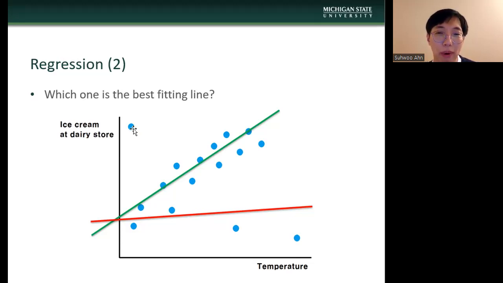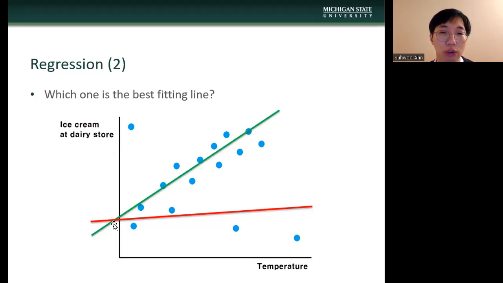So maybe some people really like ice cream, so even when the weather is really cold, they can eat ice cream. However, other people don't like ice cream, so in the summer they don't eat ice cream. However, when you see the overall trend, you can find that as temperature increases, more people are likely to eat ice cream. So I try to draw the line that best represents the relationship between temperature and ice cream.